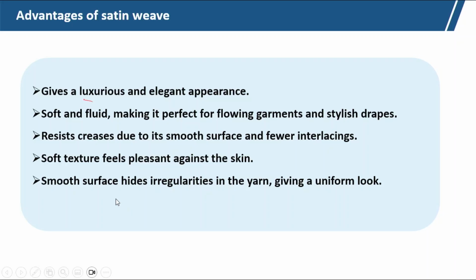Smooth surface hides irregularities in the yarn, giving a uniform look. Shiny surface gives a rich and glossy effect. As I have discussed, the shiny surface is due to the high float length, okay, and it gives the glossy effect, rich look.